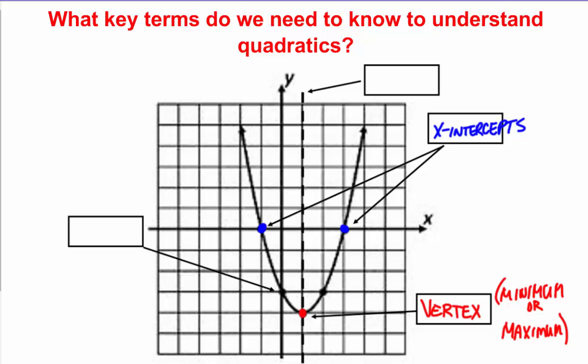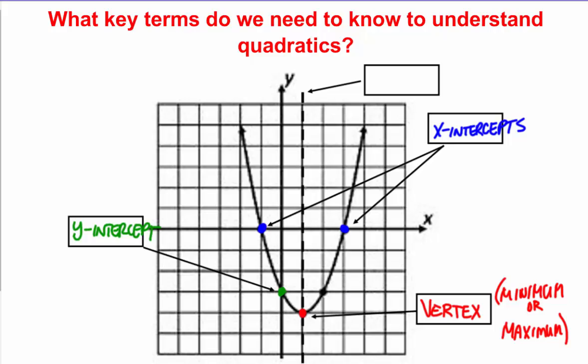Okay, so you can label those as your x-intercepts. We also have a point down here where the graph crosses the y-axis, so we're going to call that our y-intercept. So we have our x-intercepts, our y-intercept, we have our vertex, and we have one other key element here.